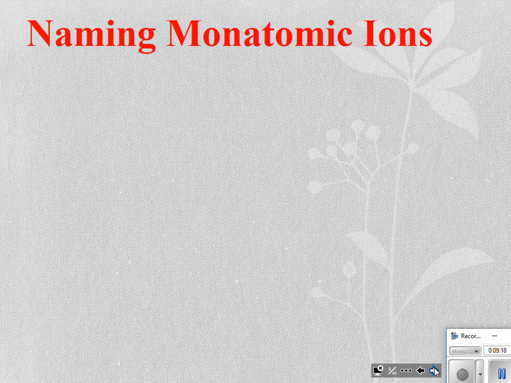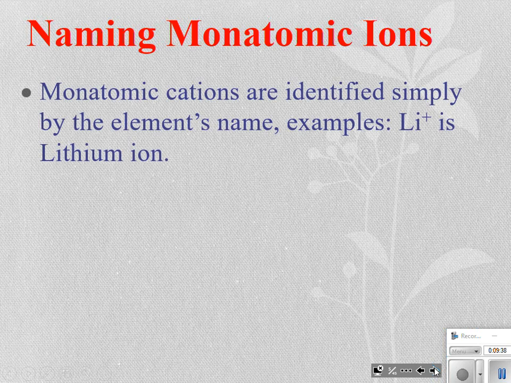So when we talk about naming monoatomic ions, let's break it down. Monoatomic, what's mono? 1, okay? So we're talking about 1 atom here. Monoatomic cations are identified as simply the name of the element.